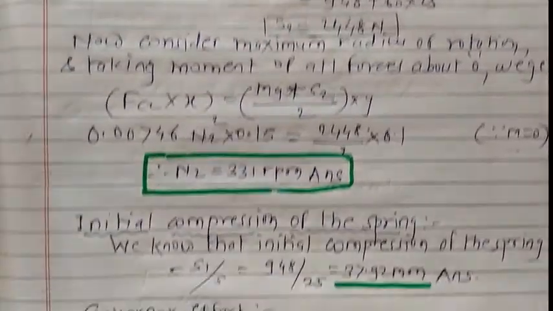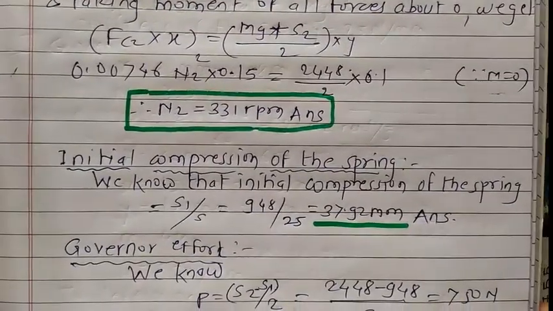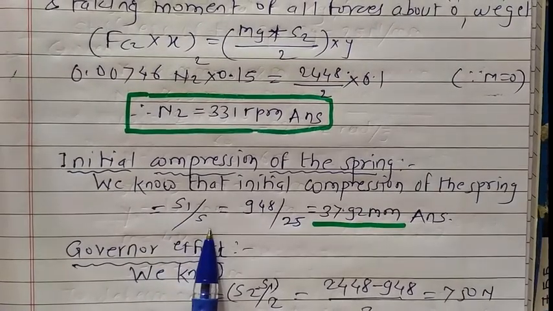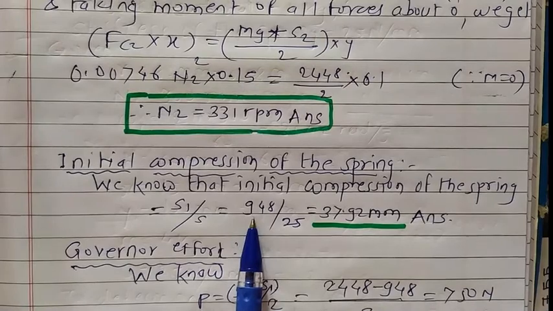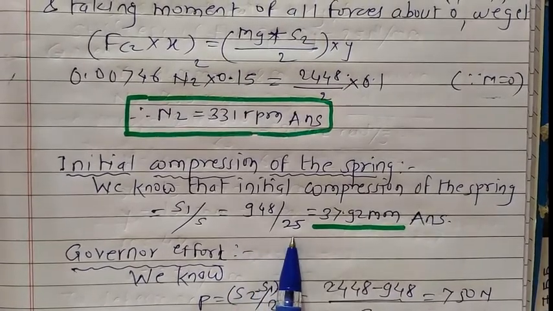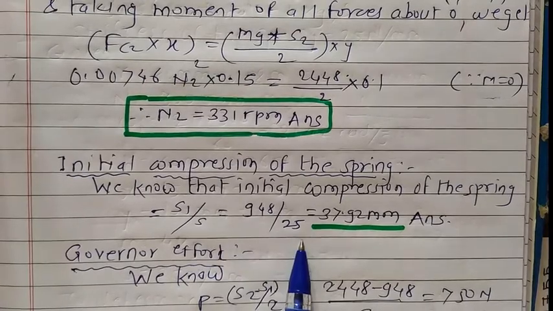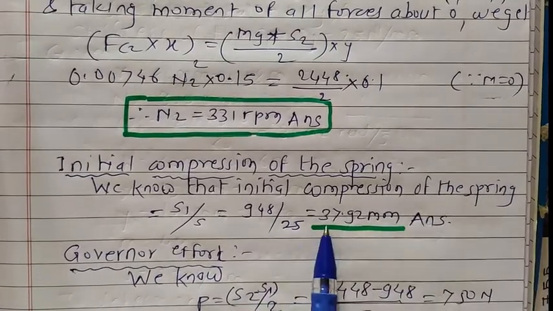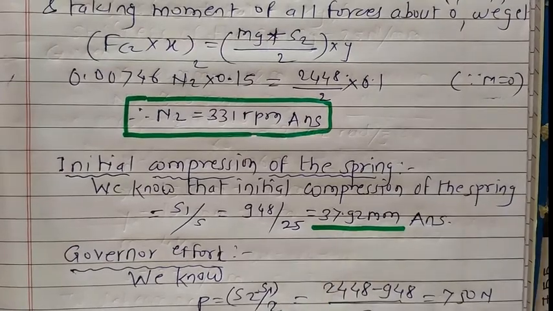The next one is the initial compression of the spring. We know the relation: S1 divided by s. S1 is with us, 948. The spring constant, or stiffness of the spring, is already with us, 25. Just substitute here and get the initial compression of the spring, that is 37.92 mm.